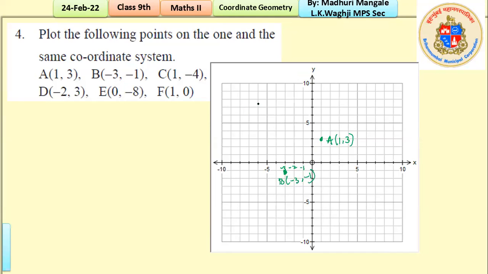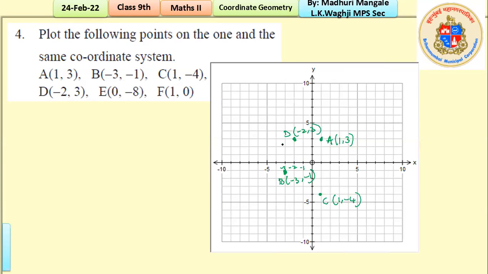Next, C, 1 comma negative 4. So start at x equals 1 and y is negative. So moving down 4 units over here, this is the point C, which is 1 comma negative 4. Then D, that's negative 2 comma 3. So starting at x equals negative 2 and moving up 3 units. So 1, 2, 3. This is the point over here. Label it D, negative 2 comma 3, that way.